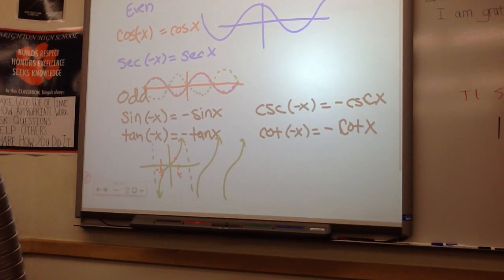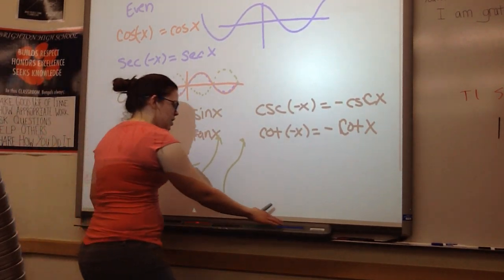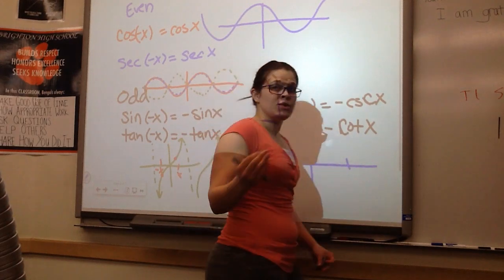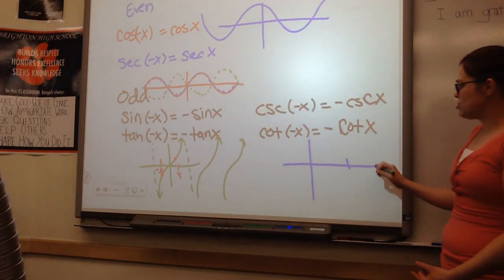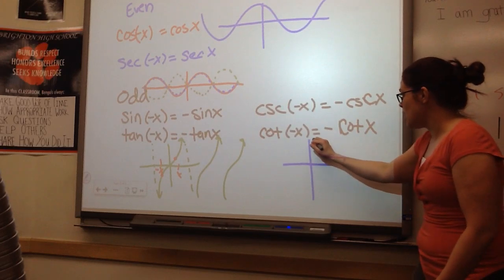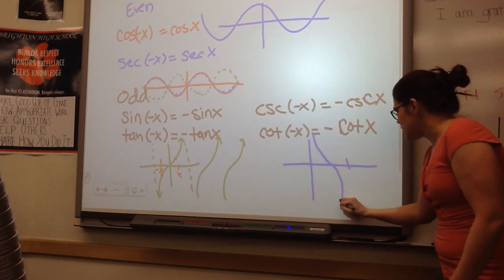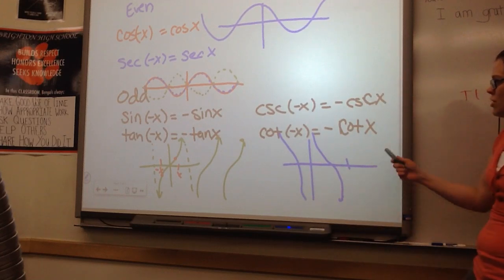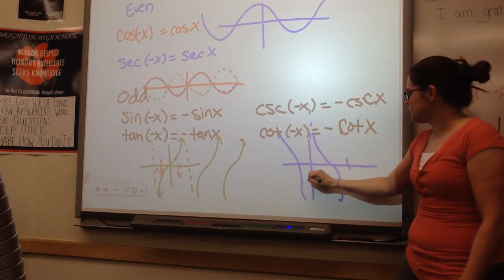Your cotangent is similar. Your cotangent also has a period of pi, but it's shifted over from tangent, and then it goes the opposite direction, so it goes like this. That was a horrible drawing, just work with me.